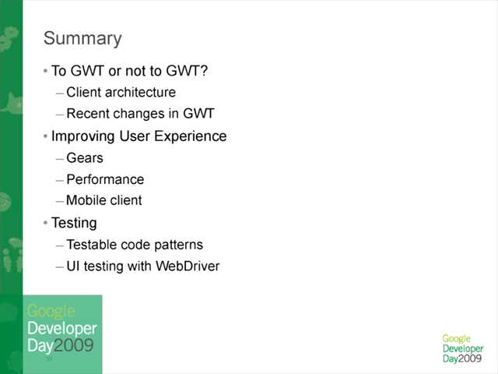So in summary, I talked about the initial decision on the Wave product of whether to use GWT to build the Wave client, and following the decision to use it, the architecture of the client that GWT has enabled us to use. Mostly I talked about recent changes in GWT that really allow you to build real, full, rich web applications. Finally, I talked about a few things we do on the Wave client to improve your experience with attachments and images, changes to Google Gears, and what we're doing on mobile. And finally, I talked about how we approach testing using Model View Presenter and WebDriver for automating interaction testing.